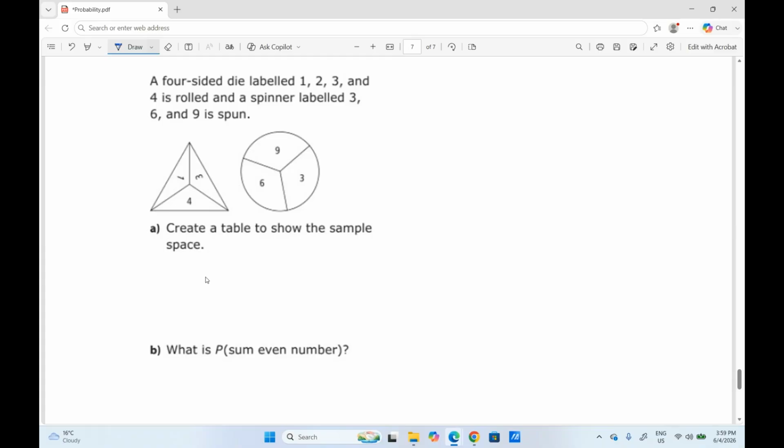So let's start with the spinner as my column. So in this case, my options for the spinner would be 3, 6, and 9. So let's write that down. 3, 6, and 9. Okay, now my options for the four-sided dice would be 1, 2, 3, and 4. So we're just going to create a table from that. So I'll call this my dice here for this row.